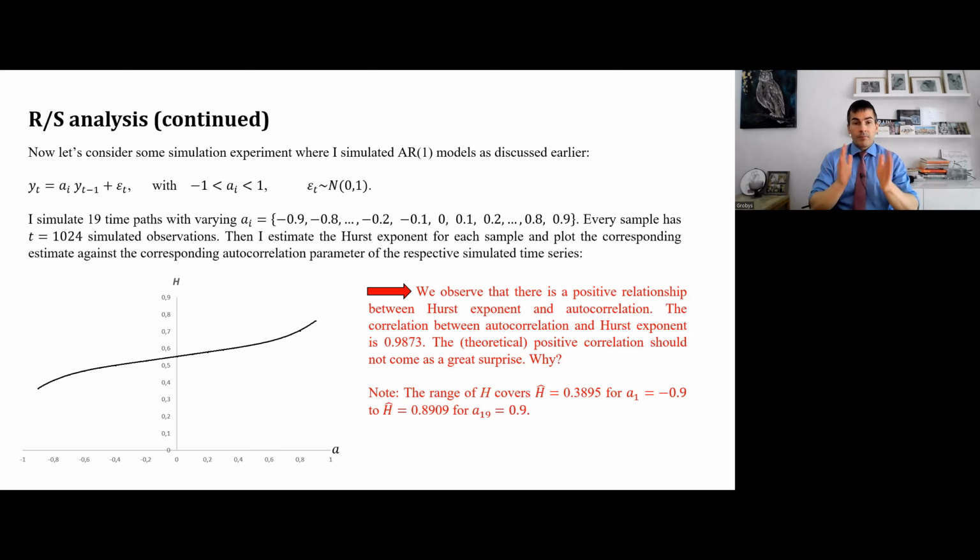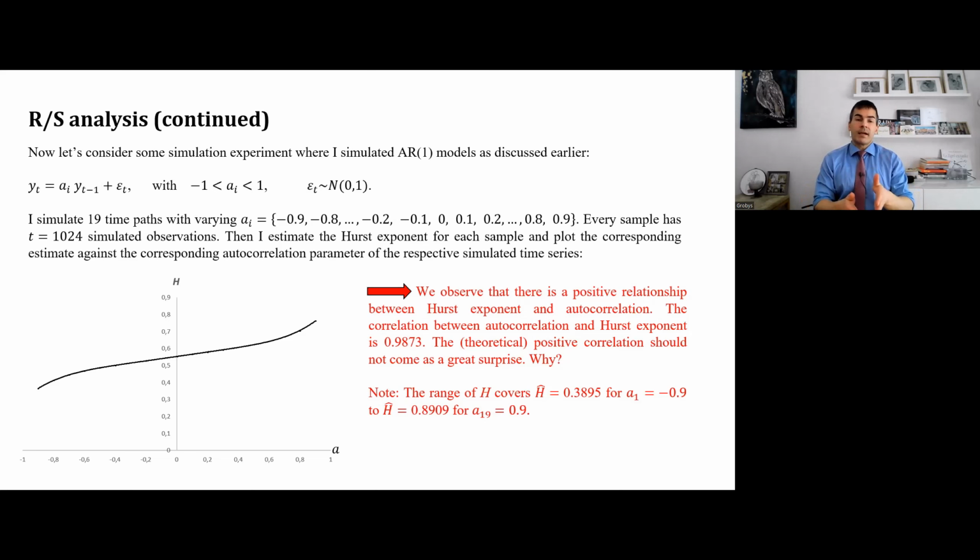So recall again, the parameter a_1 needs to be defined on the range between -1 and 1. It must be larger than -1, let's say at least -0.9, and smaller than 1. Otherwise, we would have explosive behavior that we do not want. And we want to have stationary processes. So I simulate 19 time paths with the varying parameter a_1. Now I start with negative autocorrelation. So I set a_1 equal to -0.9, and then I simulate 1,024 observations for that process.